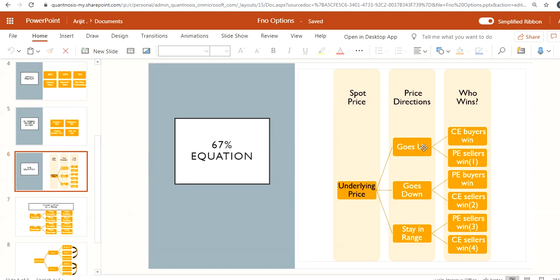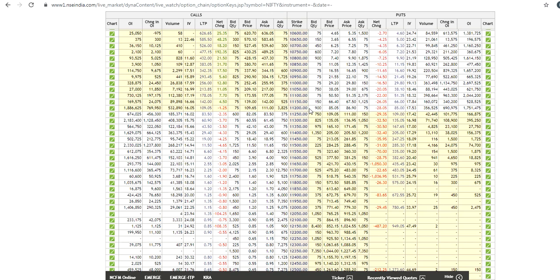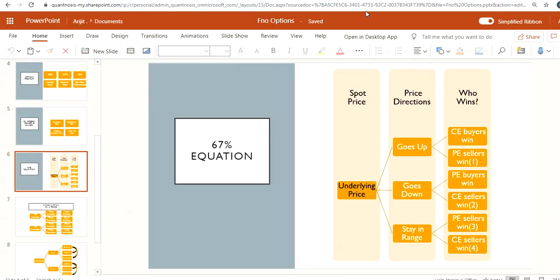In case price goes up above the strike price, the call option buyers win. If price goes up, put option sellers also win. Let's say somebody sold a put at 11,200 and price goes up, which means the 11,200 put becomes out of the money and the value on expiry will become 0. And somebody who bought the 11,200 call will make a profit if price goes up. So both the put option seller and the call option buyer win.